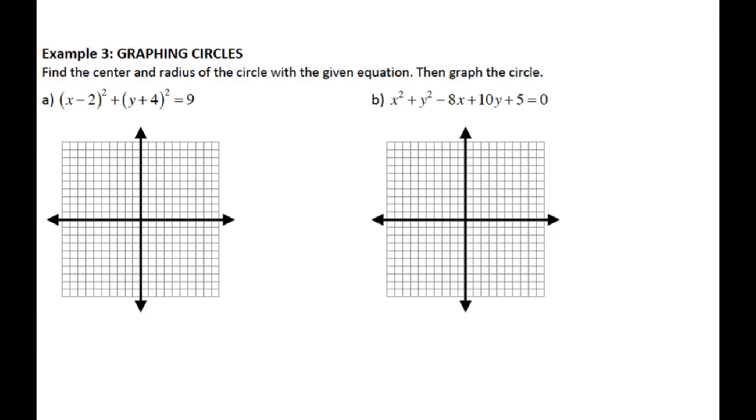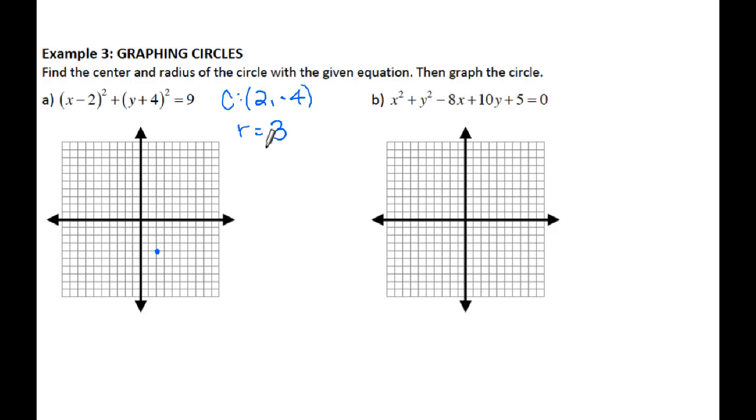Graphing a circle is ridiculously simple. Start by identifying your center. This is in standard form, so we can find the center. Your center is at (2, -4). This is r squared, so r is going to be 3. So I'm going to go ahead and plot my center, (2, -4).